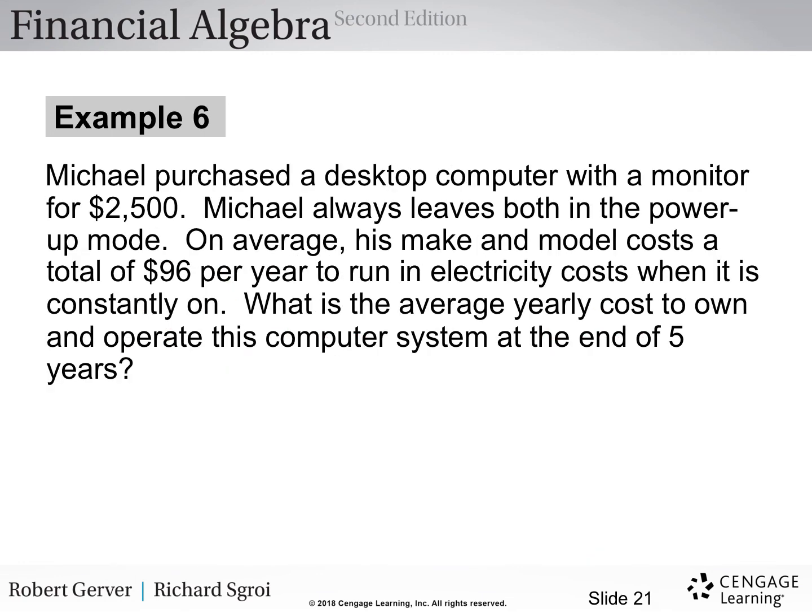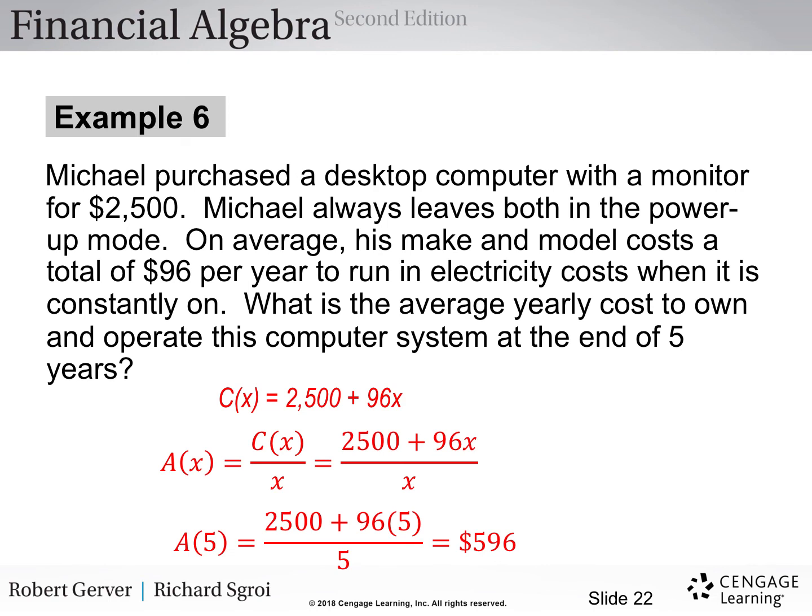Now example 6. Michael purchased a desktop computer with a monitor for $2,500. Michael always leaves both in the power up mode. On average, his make and model costs a total of $96 per year to run in electricity costs when it is constantly on. What is the average yearly cost to own and operate this computer system at the end of 5 years?